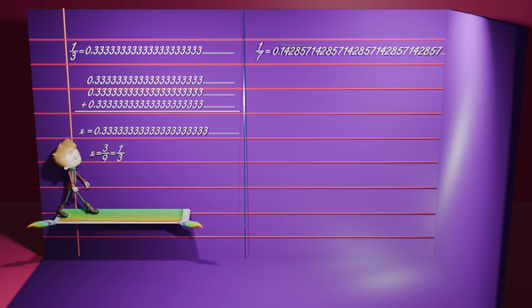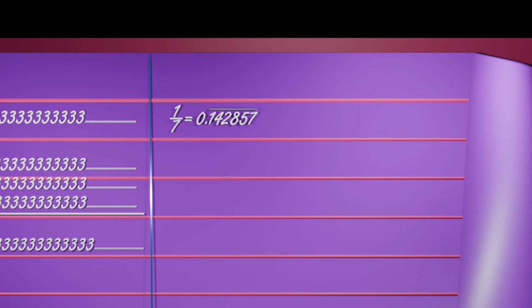And by adding this number 3 times, we get 1. We cannot write repeating numbers each time, so we draw a line over the repeating number. That shows this part is repeating itself.